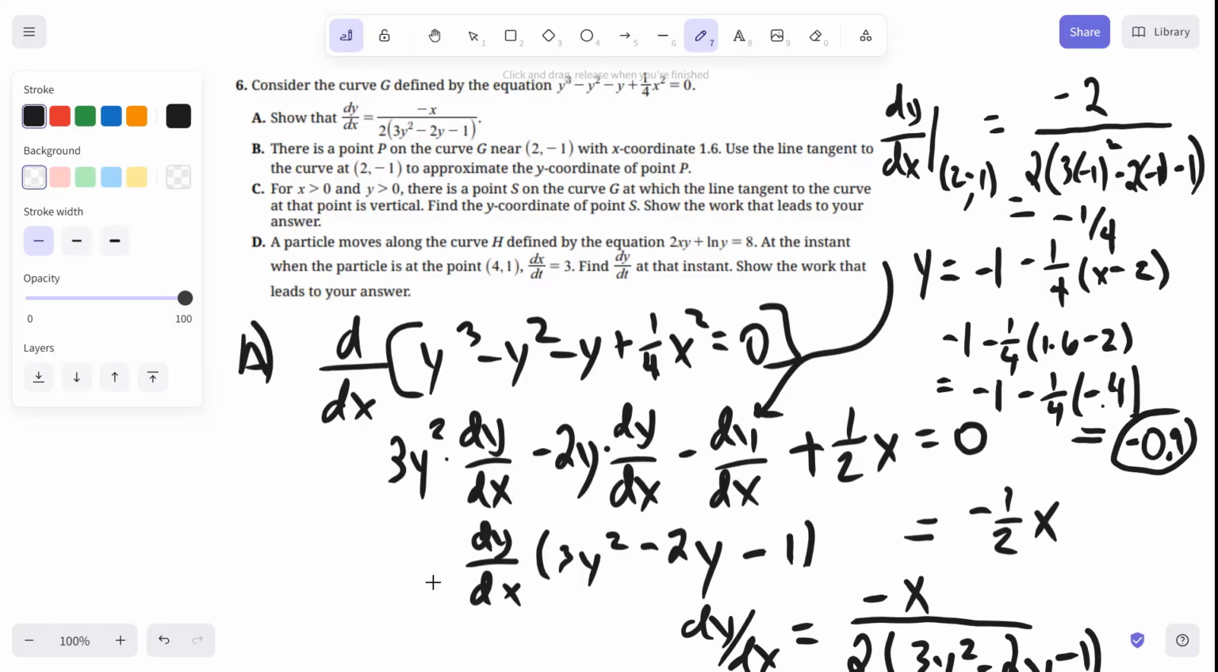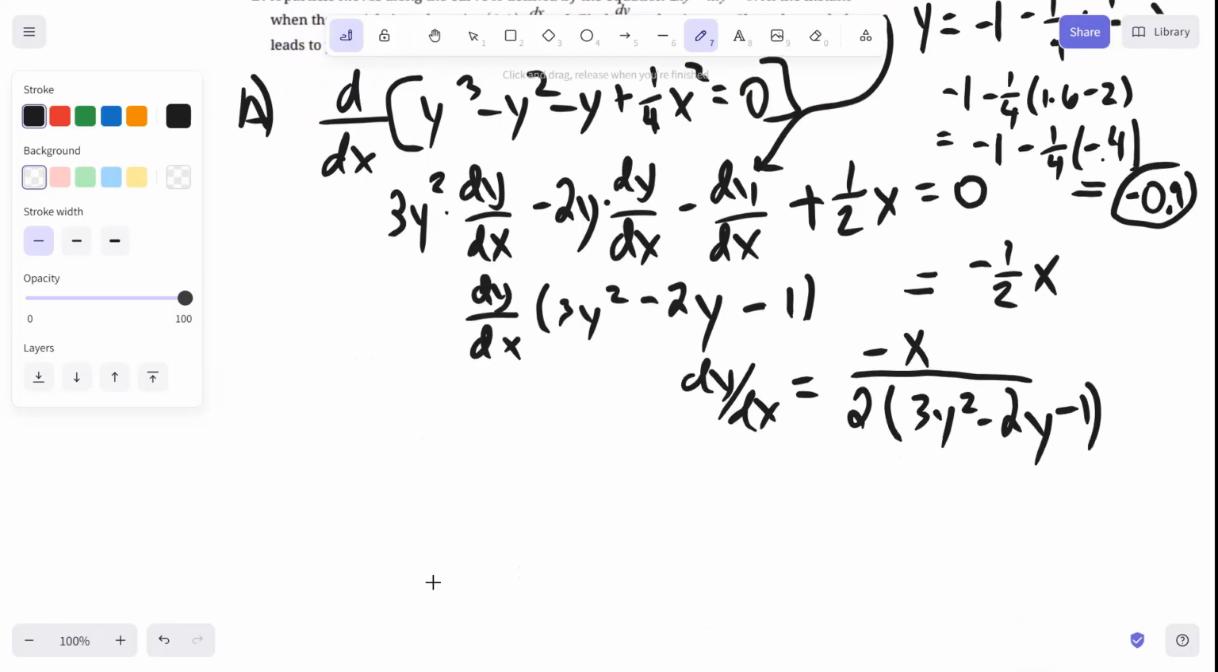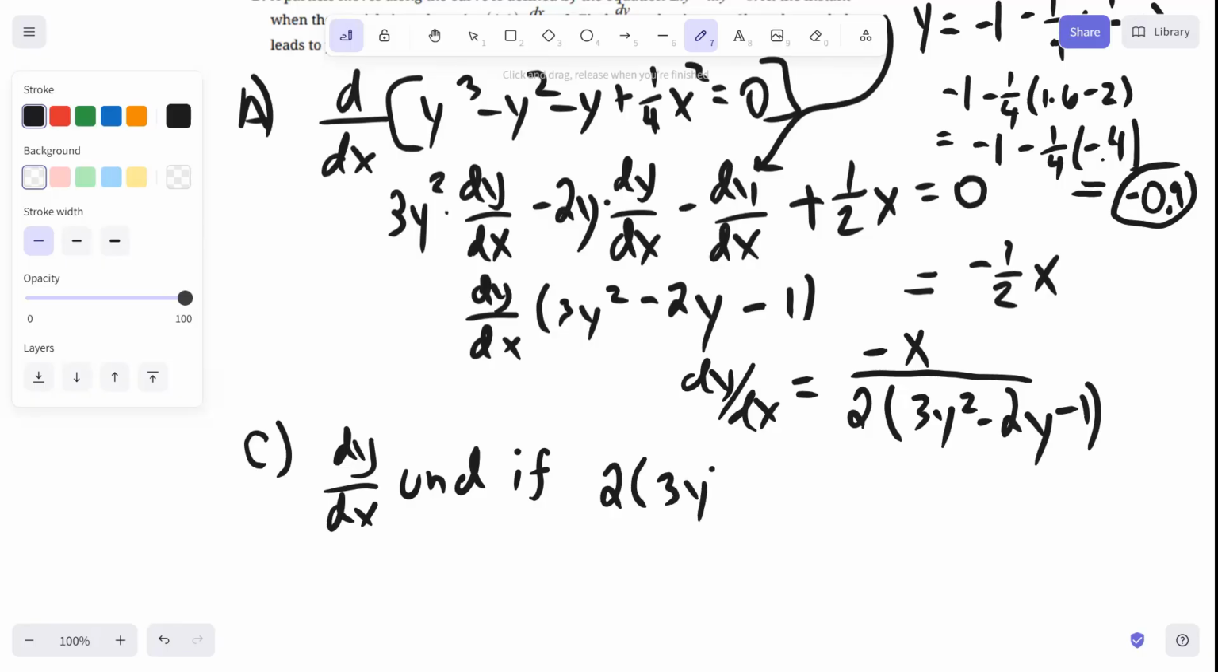Part C: for x and y both greater than 0, there's a point S on curve G at which the line tangent to the curve at that point is vertical. Find the y coordinate of point S. Show the work. In part C, you have a vertical tangent line when dy/dx is undefined. And that's going to happen if the denominator is equal to 0. So 2 times 3y squared minus 2y minus 1 equals 0.